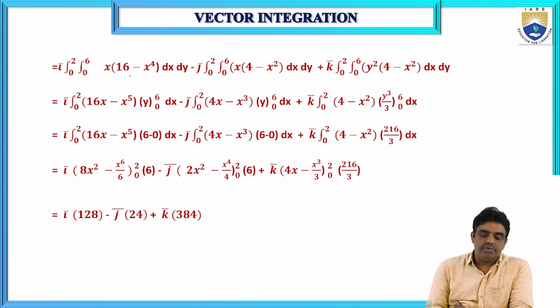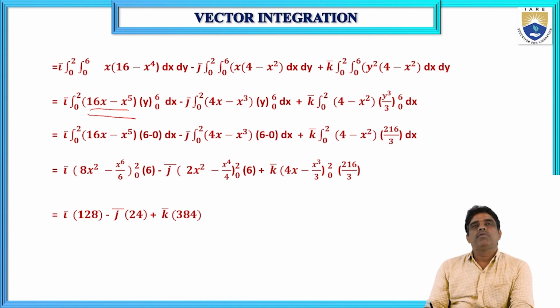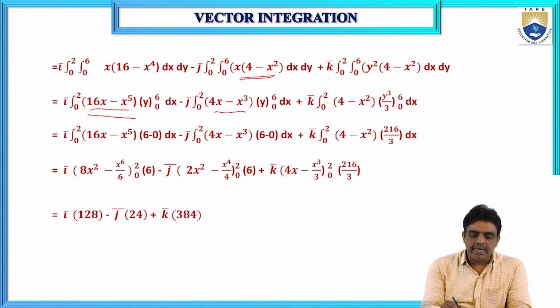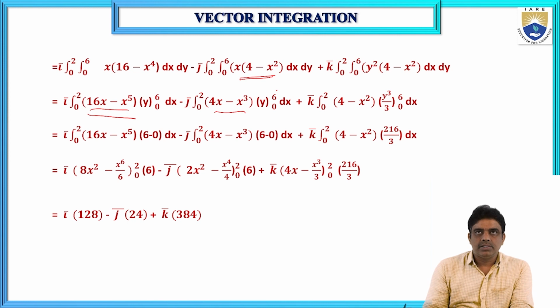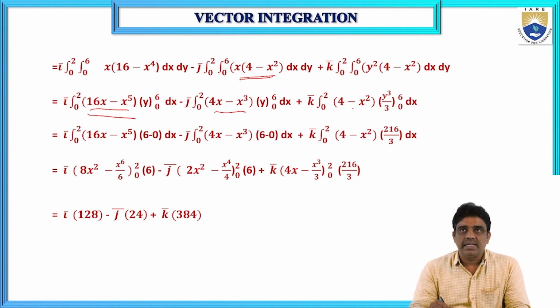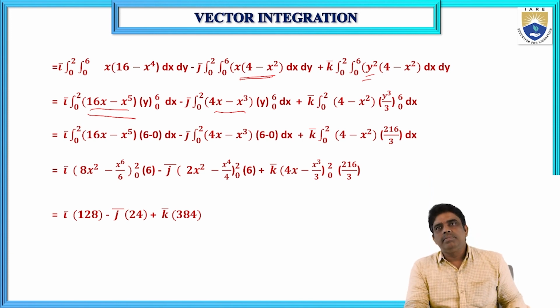Now on making the integration with respect to y, so x term is constant. So 16x minus x power 5, right as it is. So integral dy means y between 0 and 6 minus j bar into integral 0 to 2. So this is also complete x term, 4x minus x cube, that carried out as it is. Integral dy, y between 0 and 6 dx. So in the next step, we will substitute the limits, upper limit and lower limit, plus k bar into integral 0 to 2. So here 4 minus x square is treated as a constant term. And for y square, the integration is y cube by 3. And the limits are 0 lower limit and 6 is the upper limit of dx.